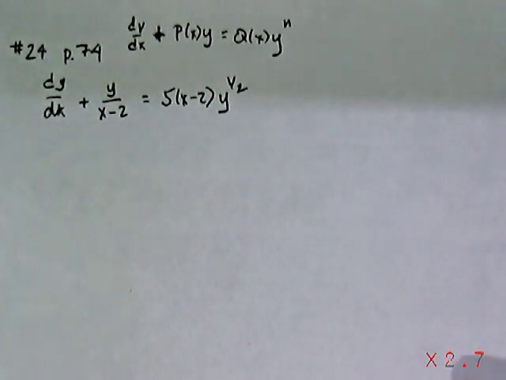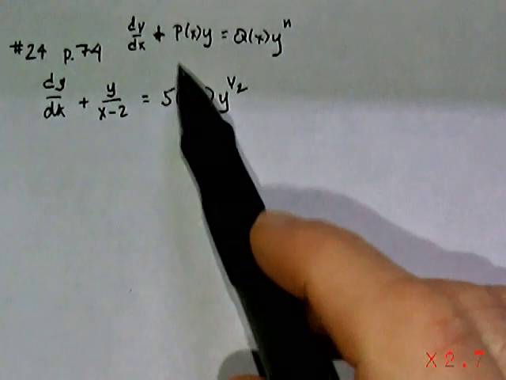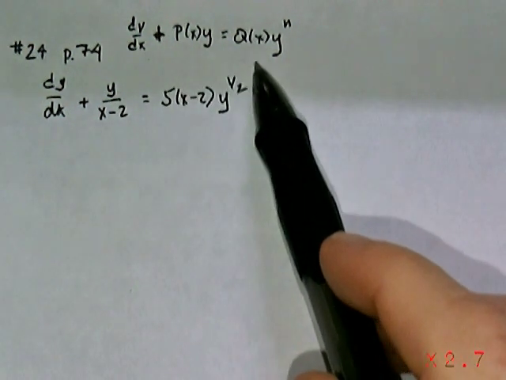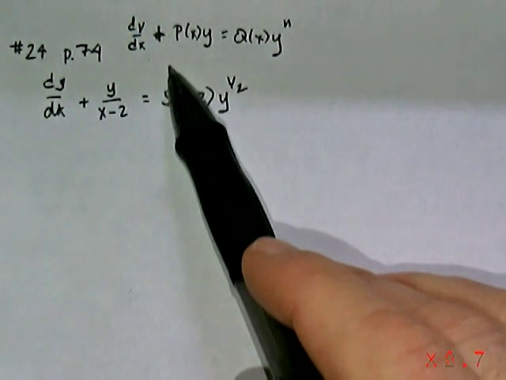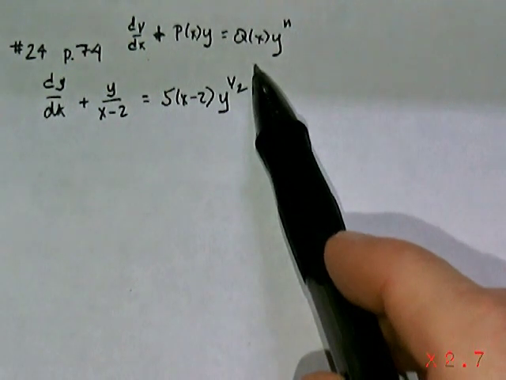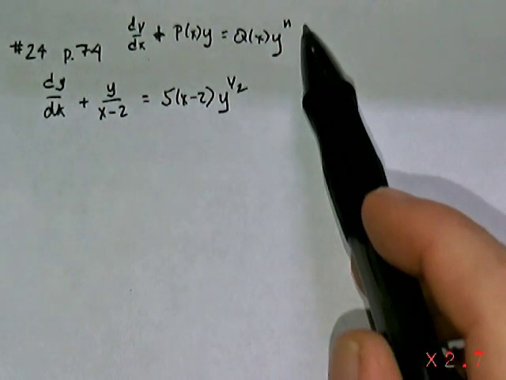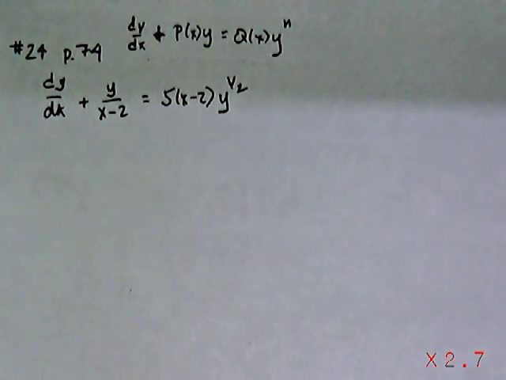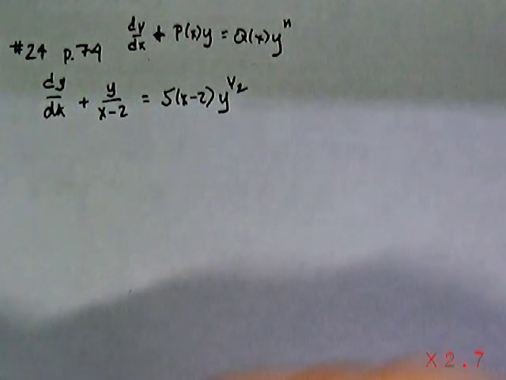Now to demonstrate the solution of a Bernoulli equation, look at number 24 on page 74 in section 2.6. Recalling that the form of a Bernoulli equation is dy/dx plus p of x times y equals a q of x function times y to some real number power. We're particularly not interested in this case with n equals 0 or 1. We're going to look at other cases.